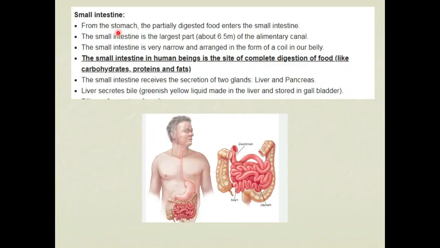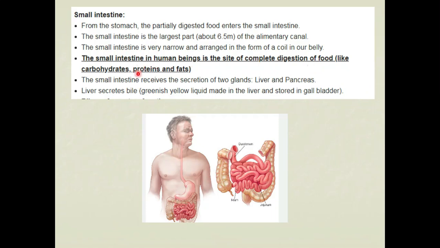So in the small intestine, the partially digested food from the stomach will be entering. After it has entered, the small intestine has a lot of coil-like structures in our belly. Now the small intestine in human beings is the site of complete digestion of food like carbohydrates, proteins and fat. This is very important. One more question: where does the complete digestion of food take place?